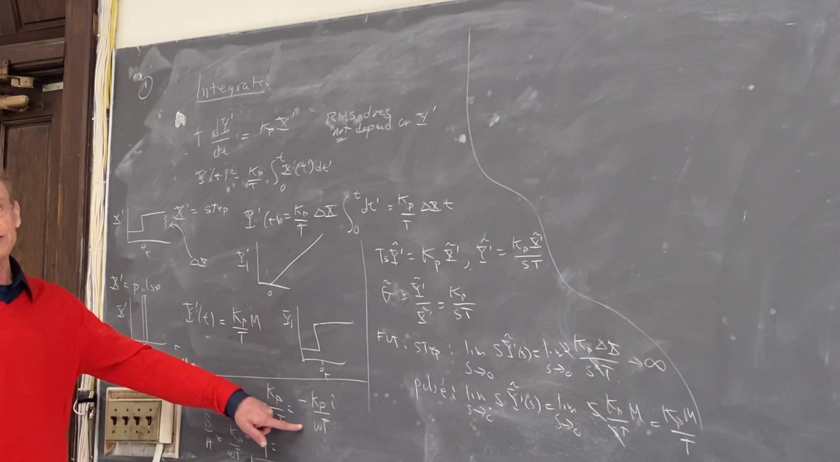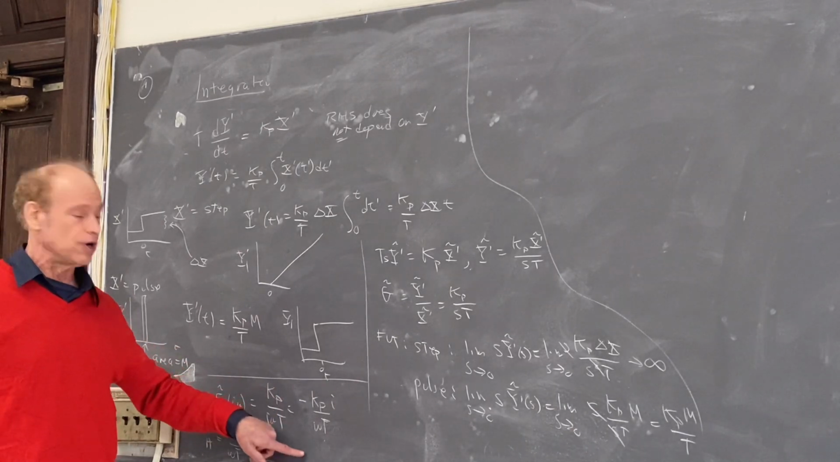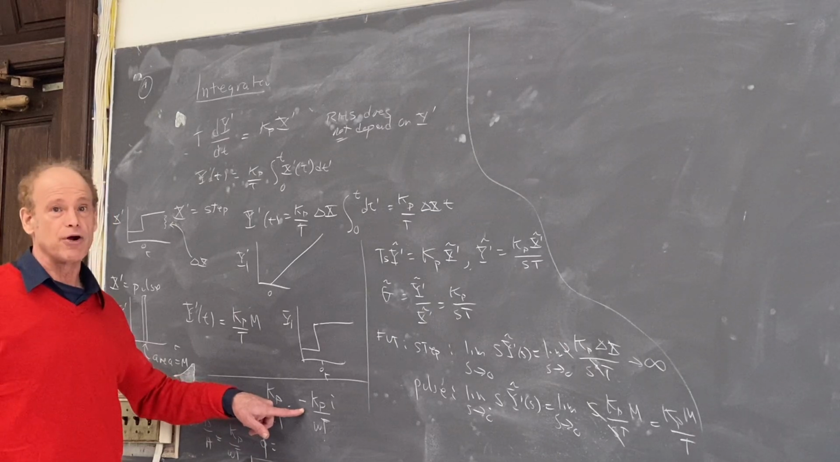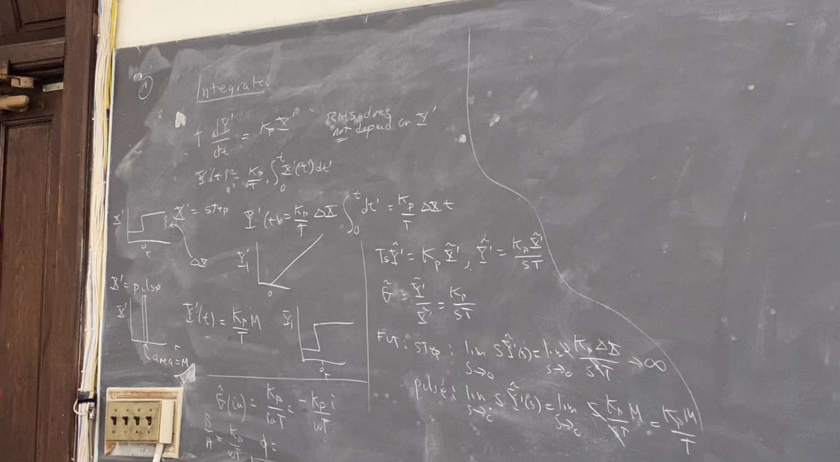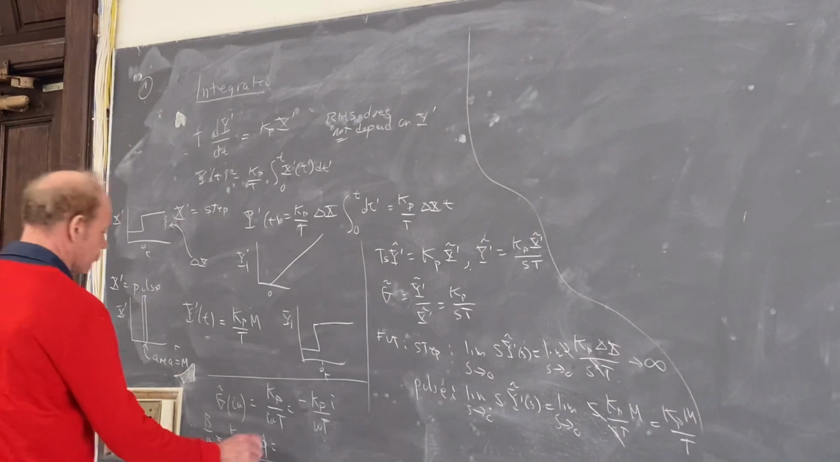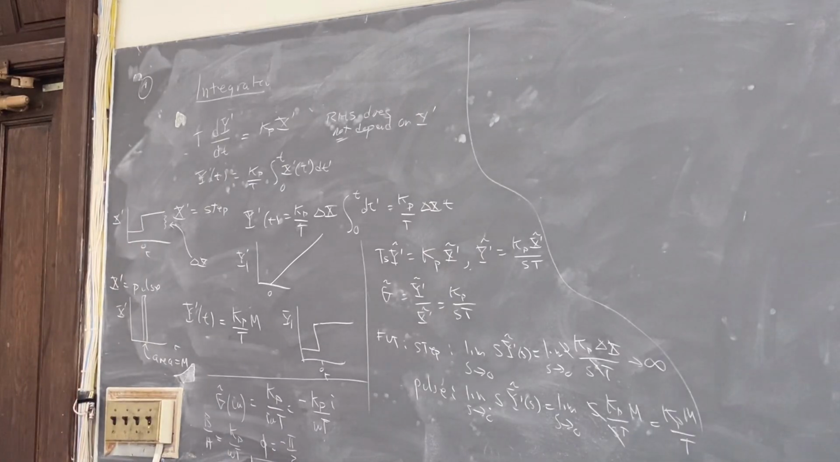But there's only an imaginary part. So the real part is 0, the imaginary part is minus 1. So I'm getting minus infinity. And the arctangent of minus infinity is minus pi over 2. The problem with that is it's not stable.